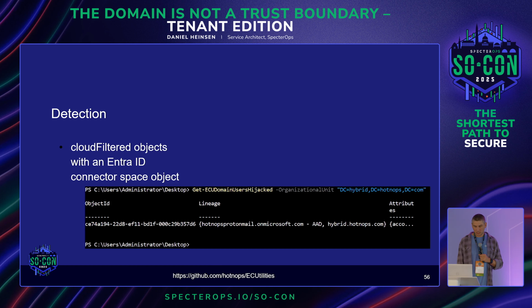And then there's detection. And I think detection for this particular attack is pretty easy because you can simply say, all right, in the metaverse, you have a property called cloud filtered equals true, right? If you're connected to an Entra connector, something went horribly wrong because you're not supposed to be provisioned into Entra. So if those two properties exist, that's a pretty good signal to noise ratio that someone's doing something funky, right? So there's a PowerShell command called Get-ECUDomainUsersHijacked, which will look for exactly that. And you could just run that periodically and hopefully nothing ever shows up, right? So that's prevention and detection.